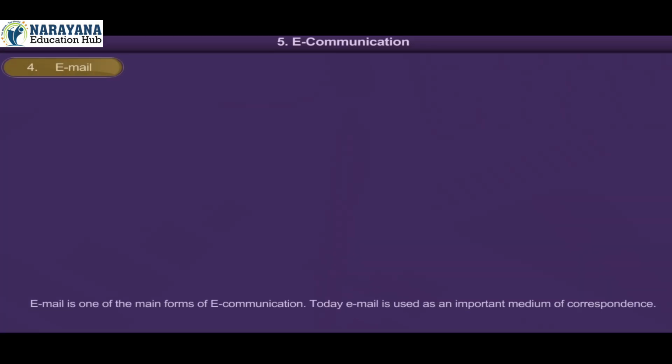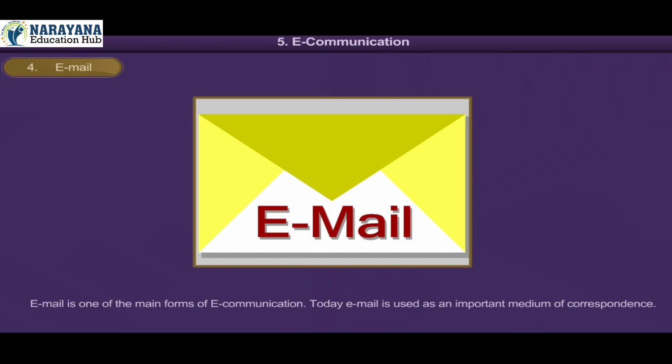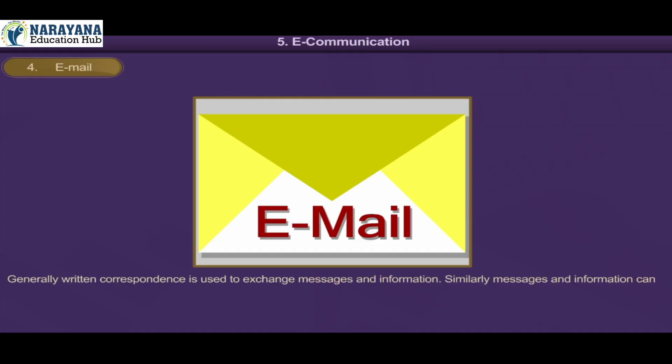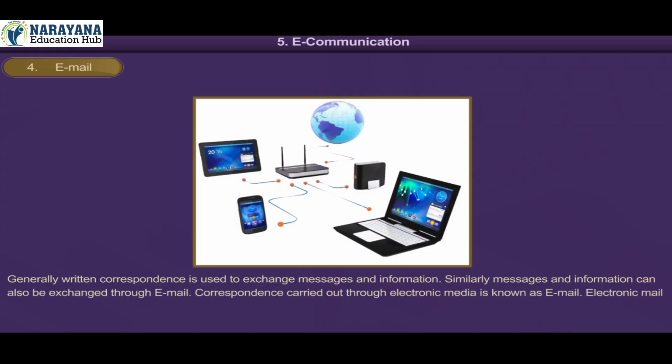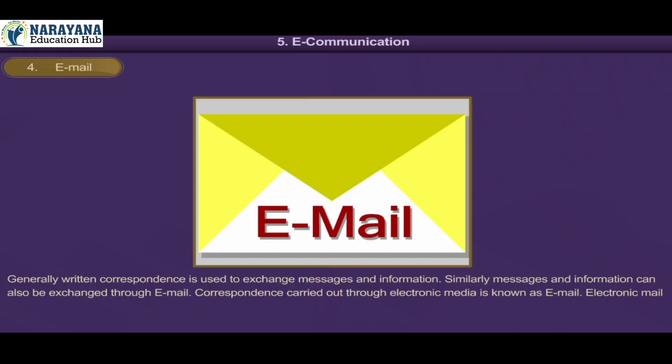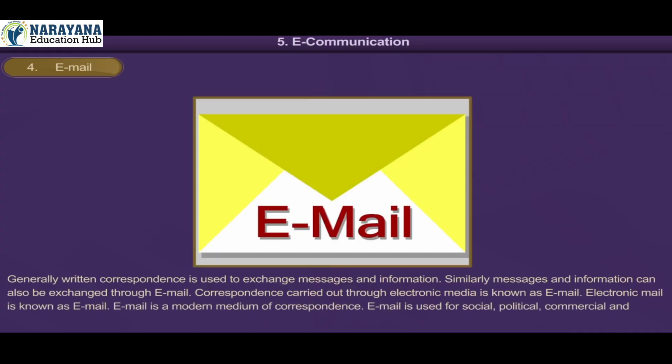Number 4. Email. Email is one of the main forms of e-communication. Today, email is used as an important medium of correspondence. Generally, written correspondence is used to exchange messages and information. Similarly, messages and information can also be exchanged through email. Correspondence carried out through electronic media is known as email. Electronic mail is known as email. Email is a modern medium of correspondence. Email is used for social, political, commercial, and personal as well as institutional information. Email is written more tactfully than a conventional, traditional letter.